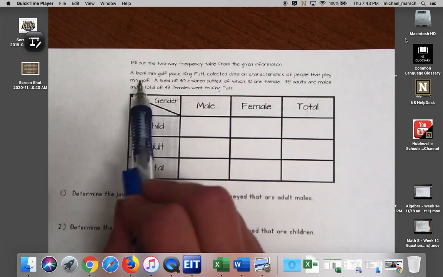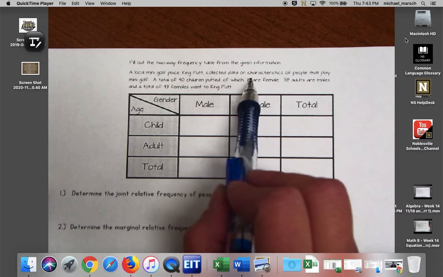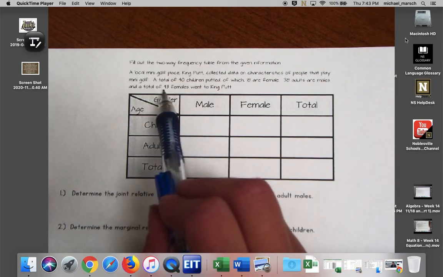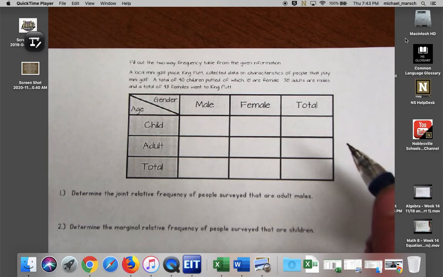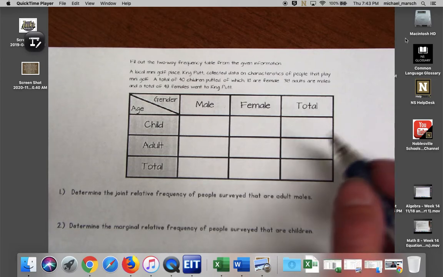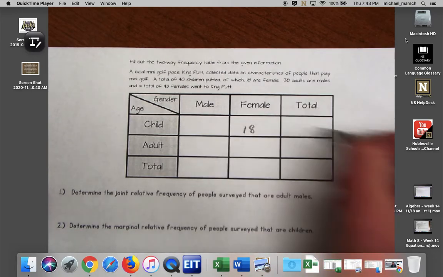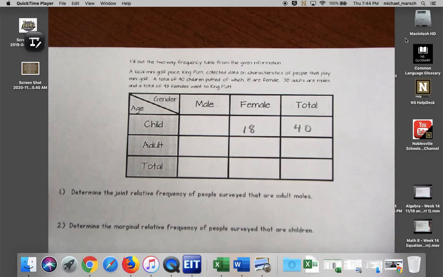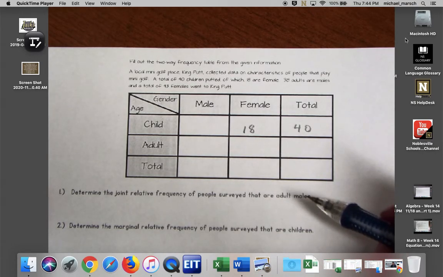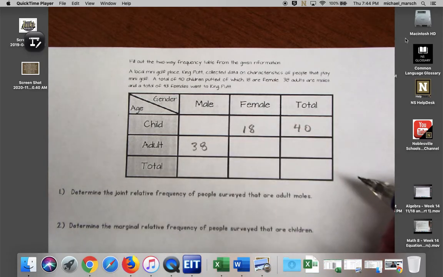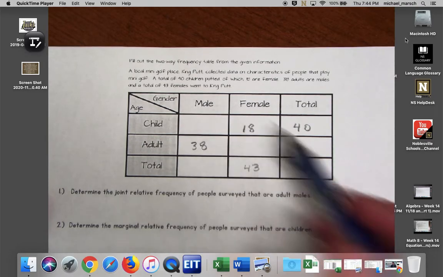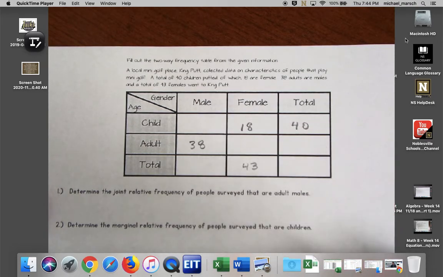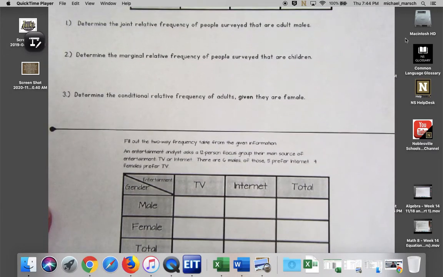So for example, a local mini golf place, King Putt, collected data on characteristics of people that play mini golf. A total of 40 children putted, of which 18 were female. So there are 40 children total, 18 that are girls. 38 adults are males, and a total of 43 females went to King Putt. So this is the information you're given, so now you have to go in and fill in the blanks and then answer the questions. You'll do the same thing down here for this situation.